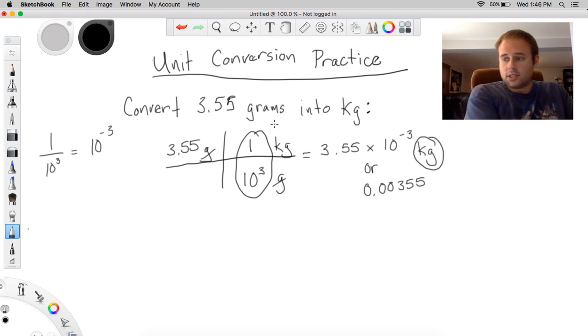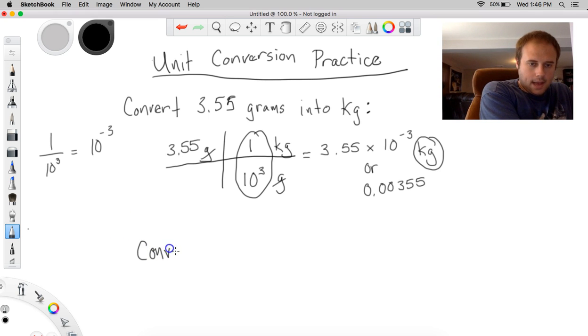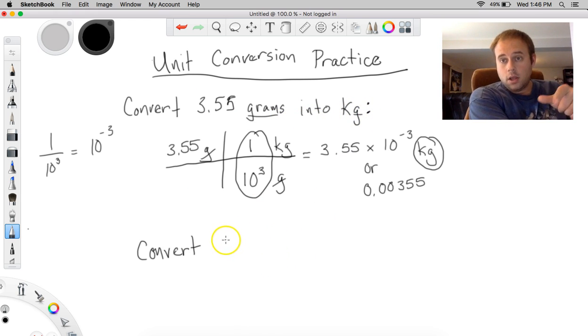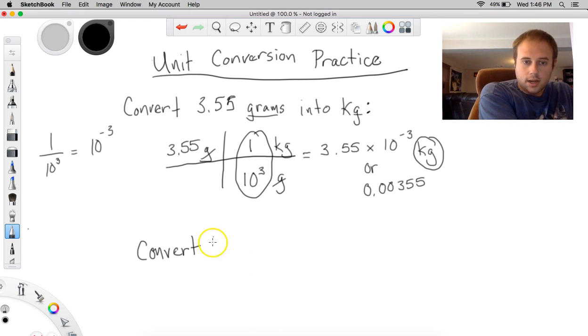All right, so let's do the next one. The next example I have, and by the way, these are all intra. In other words, I'm going from gram to another form of gram, kilogram. This is also going to be an intra. We will do some inter at the end of this lesson, but this is intra again.